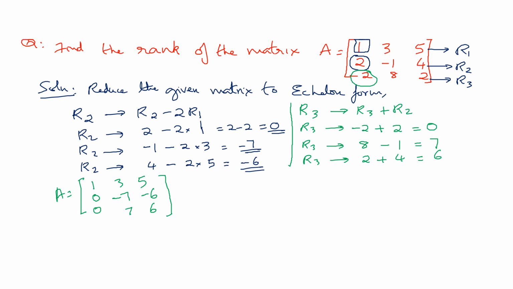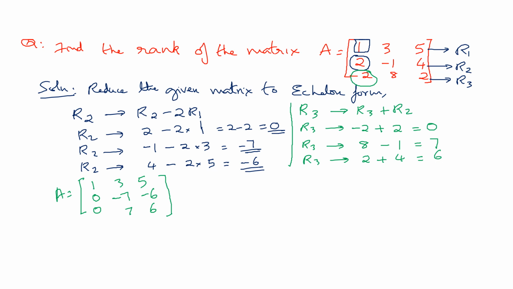First row is okay, second row is okay, but third is not okay, because the number of zeros in the second row and third row is the same. It cannot be the same. In the third row at least one more should be there. So now what we will do, you solve for the third one. Second one you don't disturb.